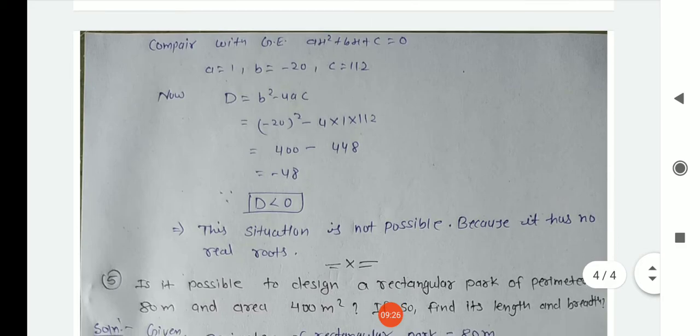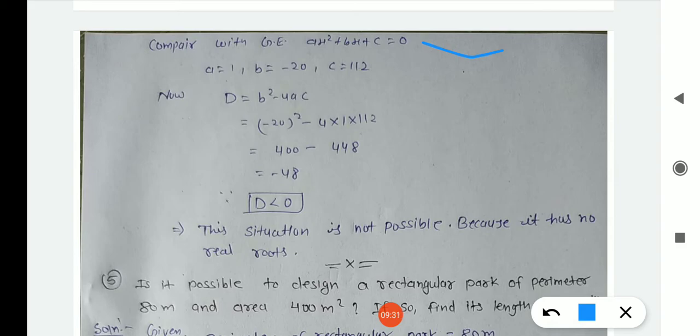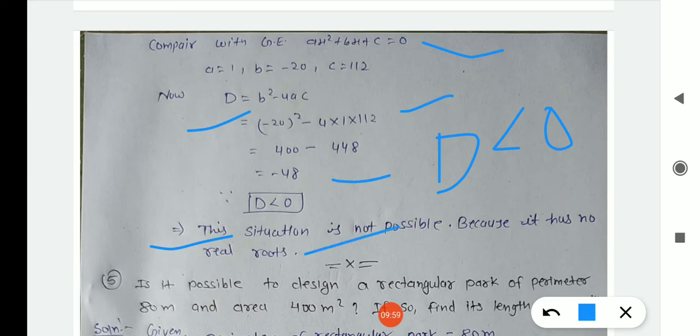Compare with the general equation ax square plus bx plus c equal 0. So we get a equal 1, b equal minus 20 and c equal 112. So D is what? b square minus 4ac. So minus 20 square minus 4, where the value of a is 1 and the value of c is 112. So 400 minus 448. So it gives minus 48. It means D is less than 0, and when D is less than 0, what is the condition? Roots are not real. It means this situation is not possible because it has no real roots. Okay.